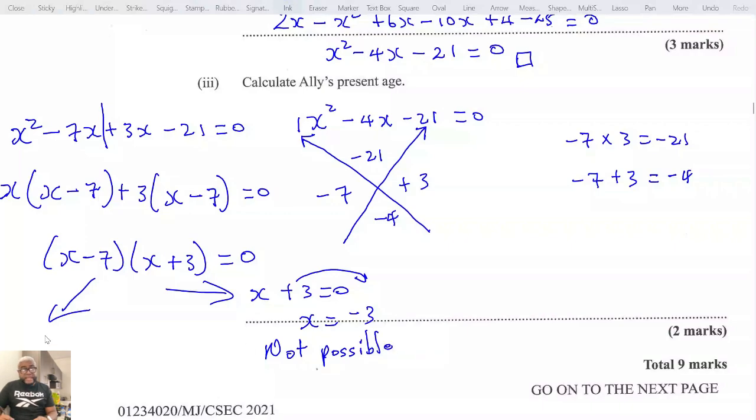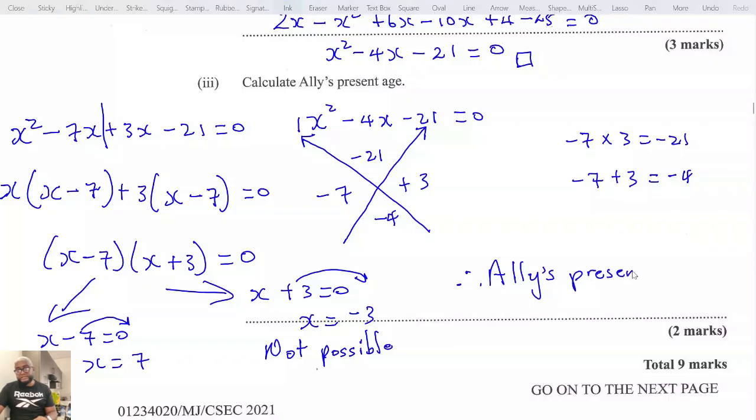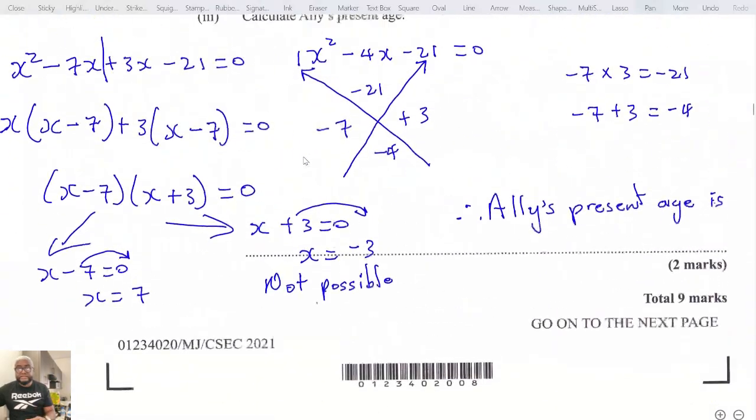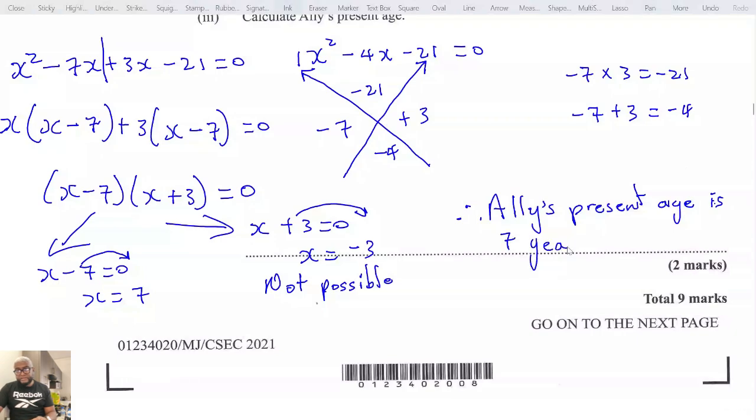Right? Here now, x minus 7 is equal to 0. X will be equal to, when I carry negative 7 here, what does it become? 0 plus 7 is 7. So therefore, Ali's present age is x, and Ali was just x. So Ali's present age is 7 years. That's a baby. Right? Question done.